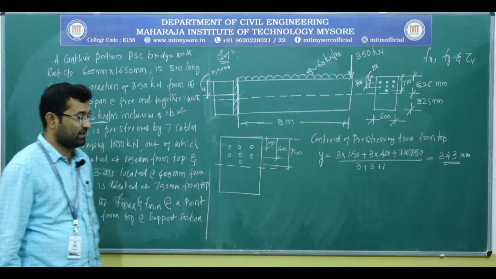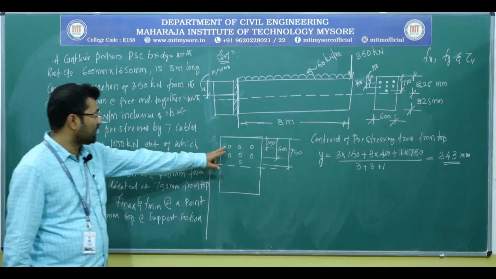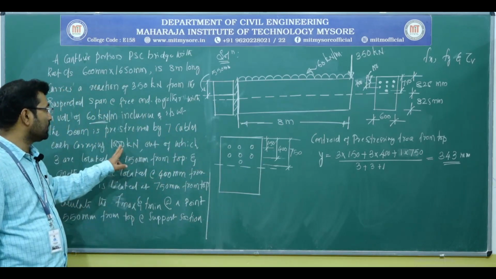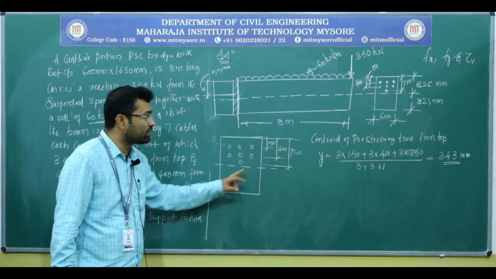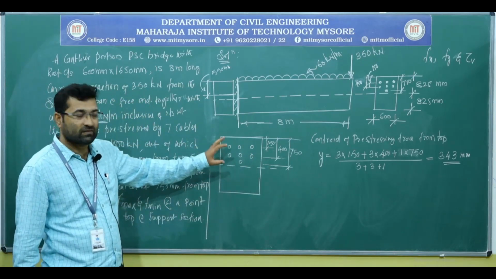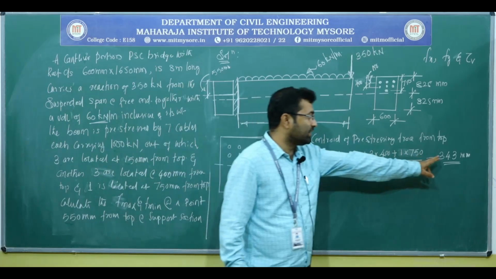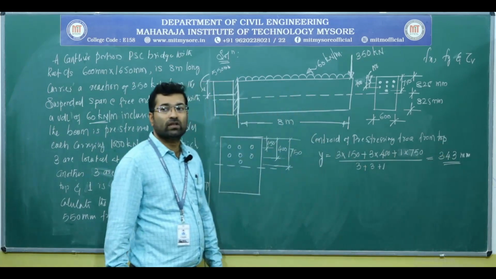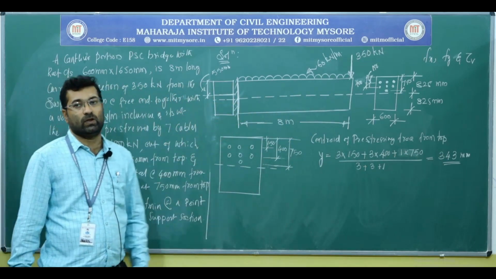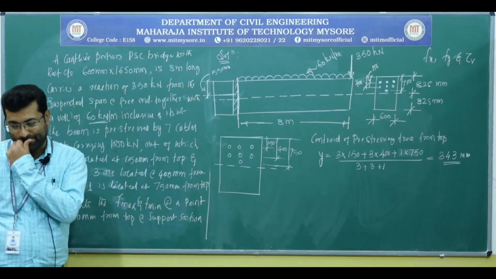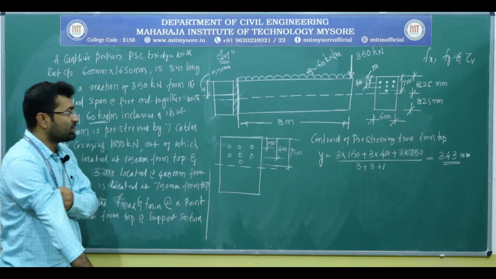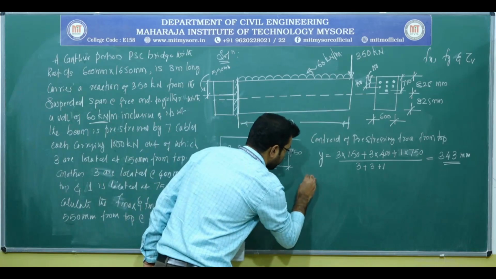So I can say that exactly at a distance of 343 millimeter from the top, the entire pre-stressing force is concentrated. In each cable we have 1000 kilonewtons, so totally 7000 kilonewtons of pre-stressing force. It is concentrated at a distance of 343 millimeter from the top, right? Okay. Now, how much is the eccentricity?